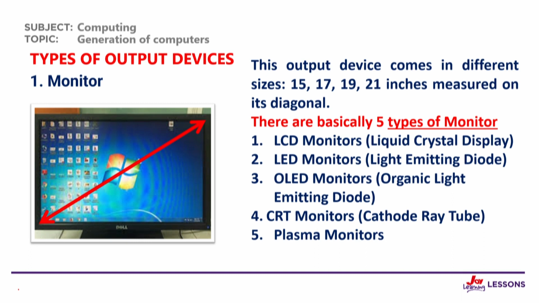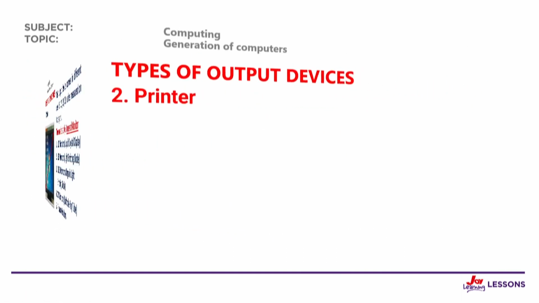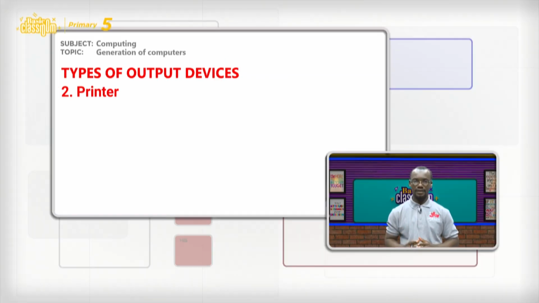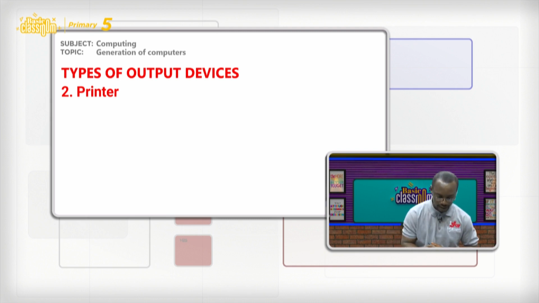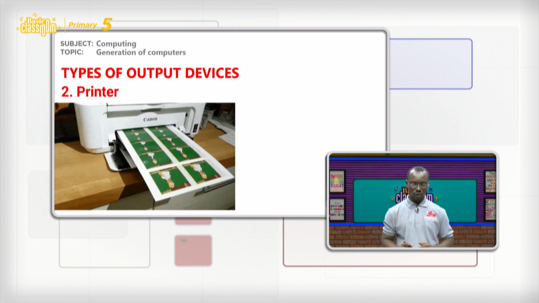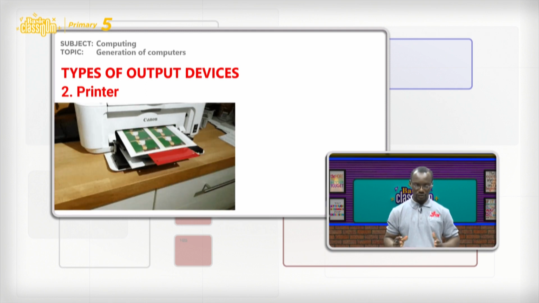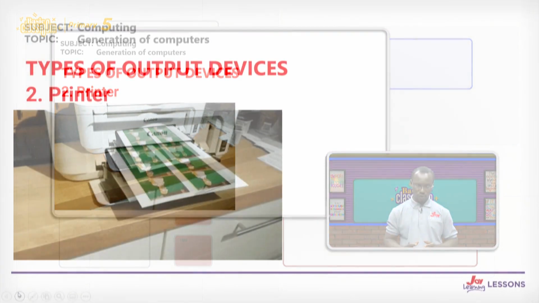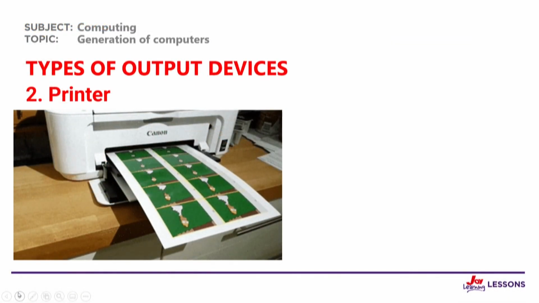Okay. Now let's move on to our next output device. The next output device is the printer. Let's look at something about the printer. So we have a printer on the screen. Now this one is doing printing for us. So the outcome or the output is what we call the hard copy. Right.